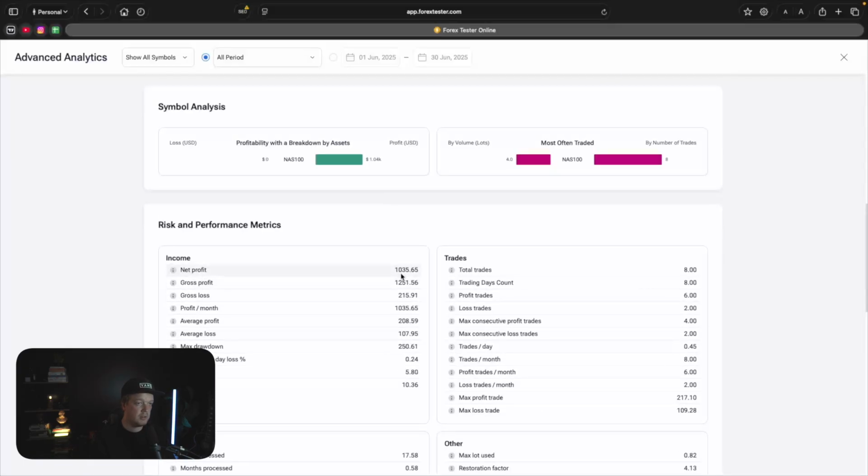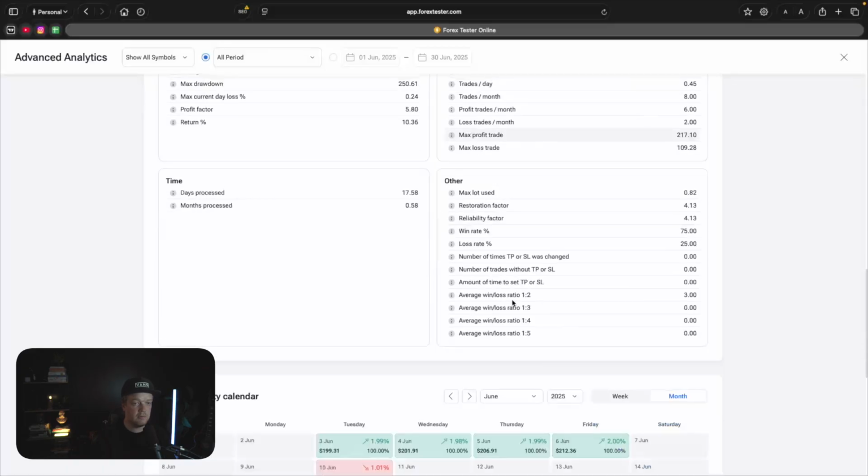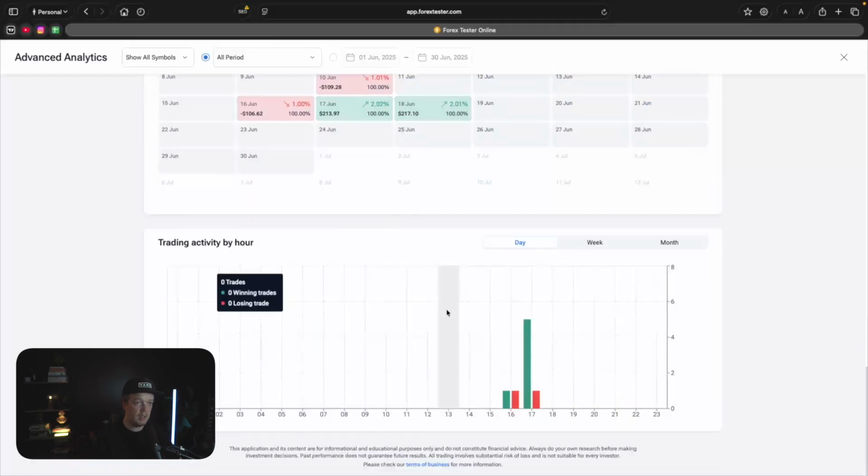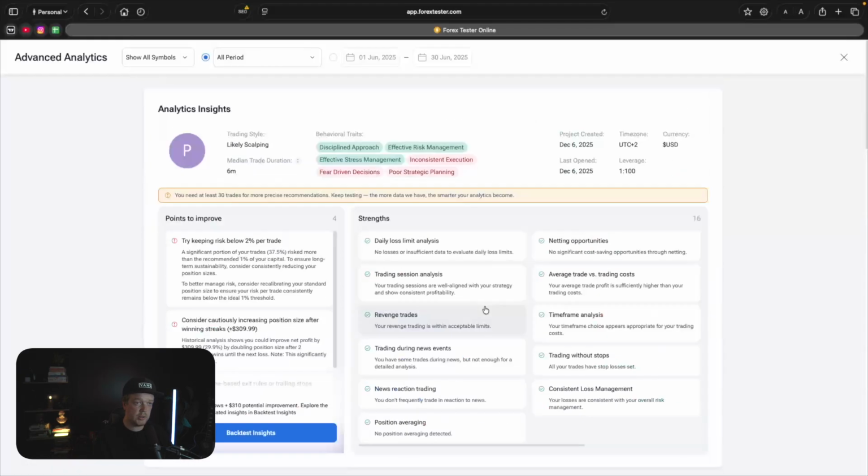So our net profit was $1,035. Our gross profit, gross loss, average profit, average loss, max drawdown, max current day loss, profit factor, the return. So you can see all of your analytics right over here. Here's the calendar. Out of all the days that we traded, we had 2 losses, and there were a few days right over here, the 11th, 12th, and 13th, where we did not trade because we didn't find a trade. So this is the strategy for passing your prop firm.